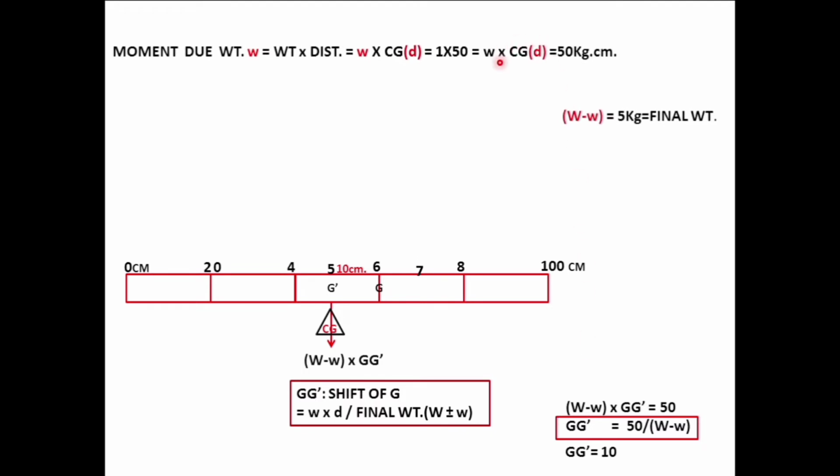The formula was 50, which is W into D, divided by minus weight is 5, and you get an answer this. So to calculate the shift of G, the formula we use is the weight discharged or loaded, and its distance from center of gravity, divided by the final weight.